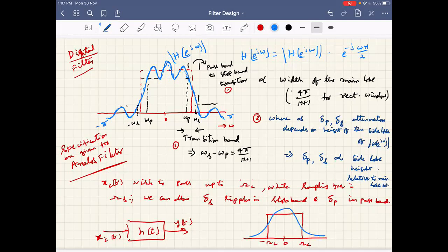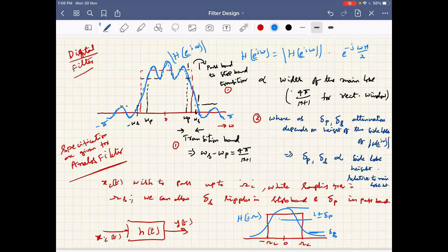That means they allow attenuation of delta s in the stop band, and 1 plus or minus delta p in the pass band. That is what is usually specified in the question. And this is what h of j omega looks like for the filter, a continuous time filter.